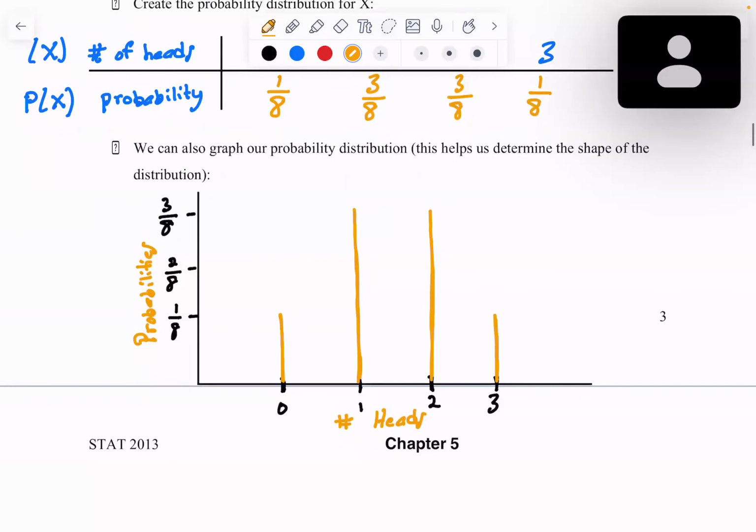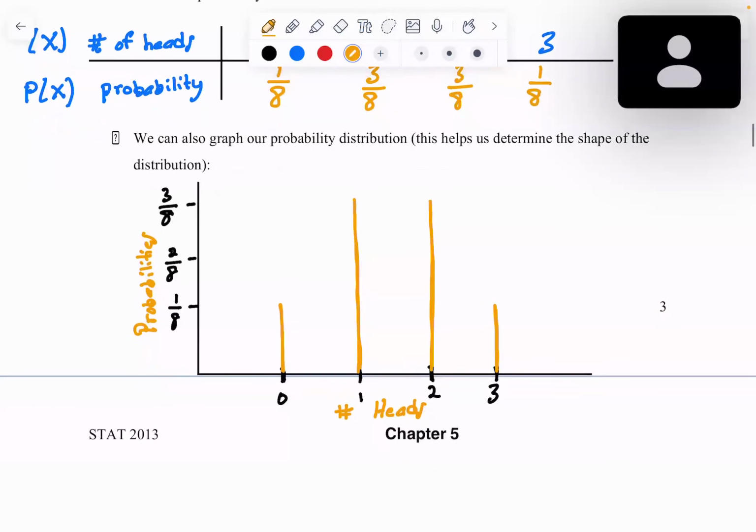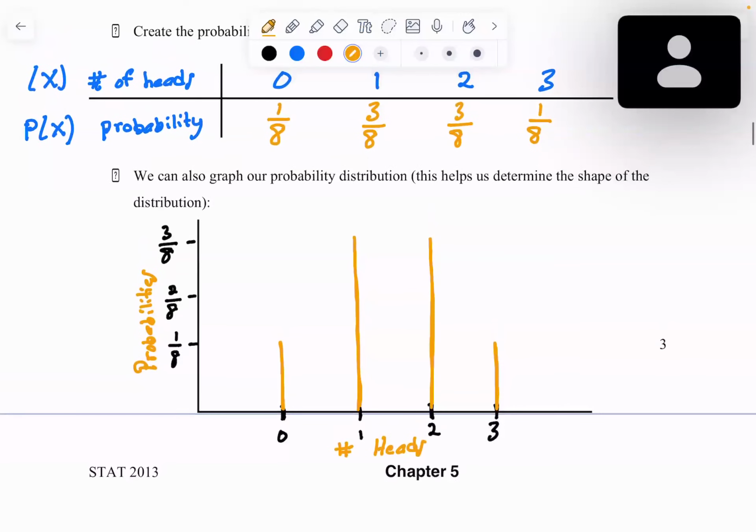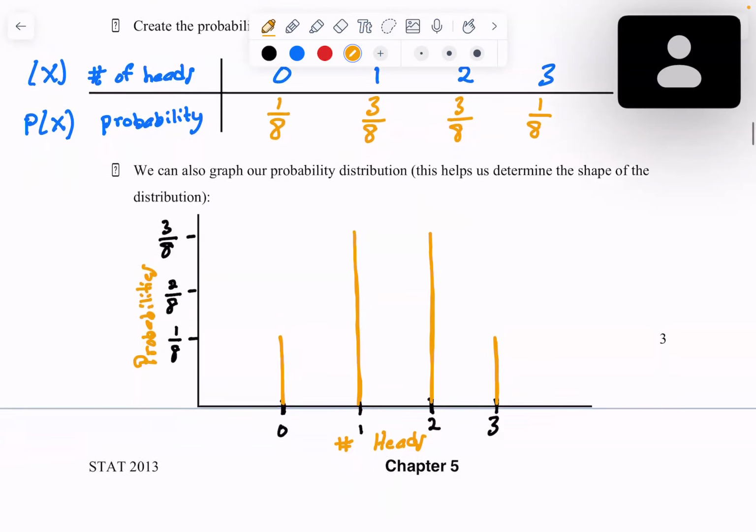So that's one way we could visualize a probability distribution also. Because remember, a probability distribution can be a table, a graph, or a formula. In this case, it's just a graph of it. And this part here that we just did was the table. So that's one example. Let's look at another example.